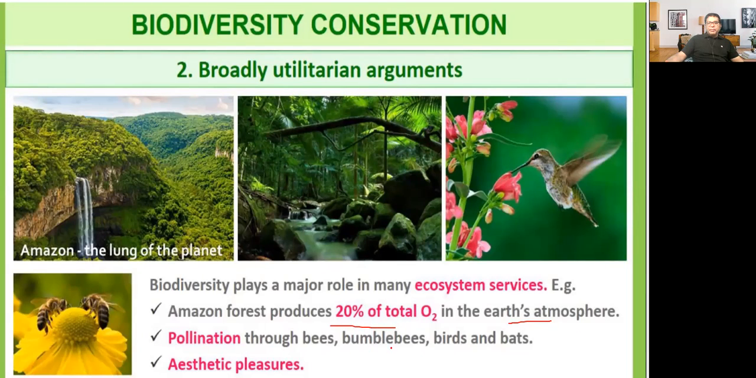Pollination through bees, bumblebees, birds, and bats. They are responsible for pollination and production. Therefore, we have to conserve our biodiversity. And we also derive aesthetic pleasure in natural settings, the natural environment. So therefore also we have to conserve our biodiversity.